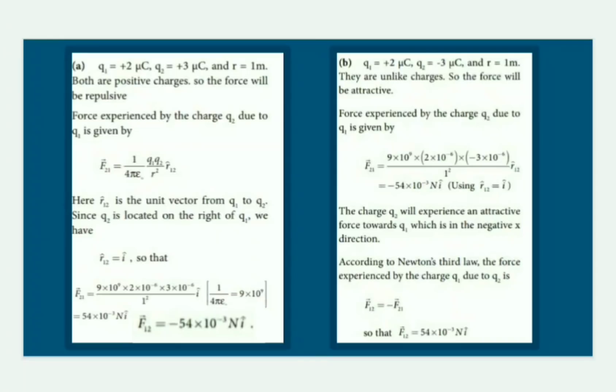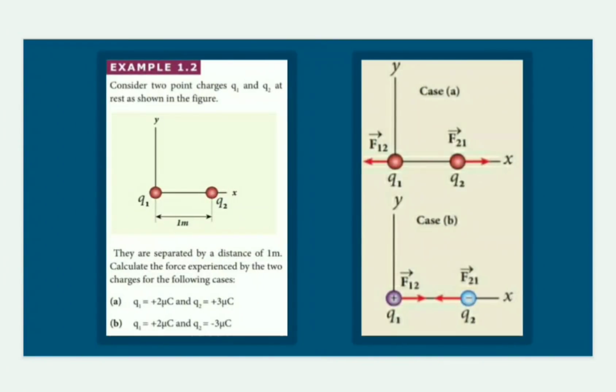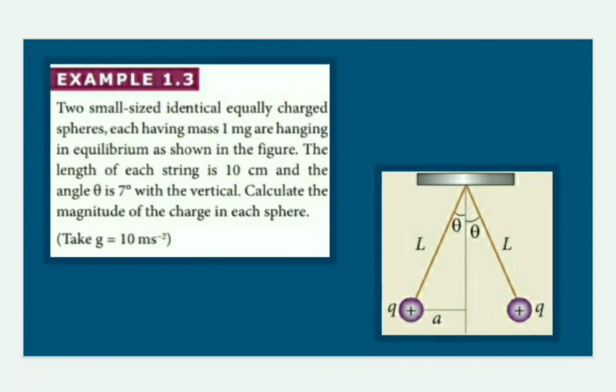So what about F12 then? F12 is equal in magnitude to F21, but it becomes a positive value, that is 54 into 10 power minus 3 Newton i cap, as it is acting along the positive x-axis now. That's all about your first problem. And then the second problem.